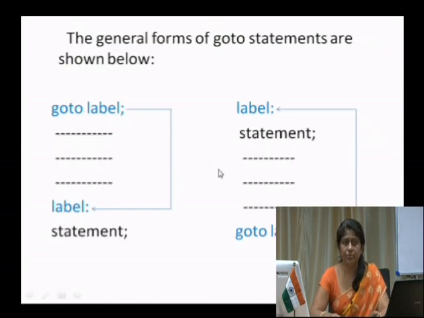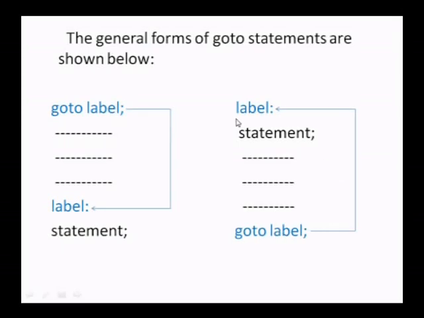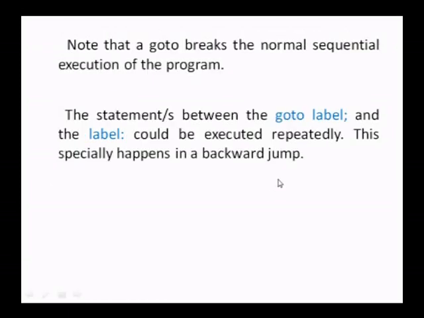So, as we saw over here, this is the backward jump. You have the program execution like this. These statements have already been executed. Now, a goto label causes the control to be transferred to a point before or behind in the program. So, again these statements would be executed. So, in a backward jump, the statements could be executed repeatedly.